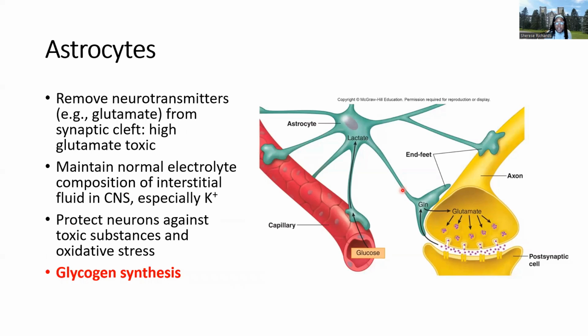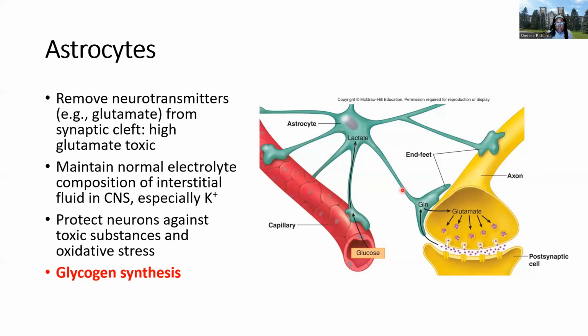Other things that astrocytes do: remove neurotransmitter from the synaptic cleft, so help to eliminate or clear some of those neurotransmitters from the junction. They help to maintain a steady electrolyte composition in the brain interstitial fluid, so the fluid that's floating around the central nervous system. They help to regulate the amount of electrolytes in that fluid, make sure it's at a healthy balance, especially as it pertains to potassium levels.